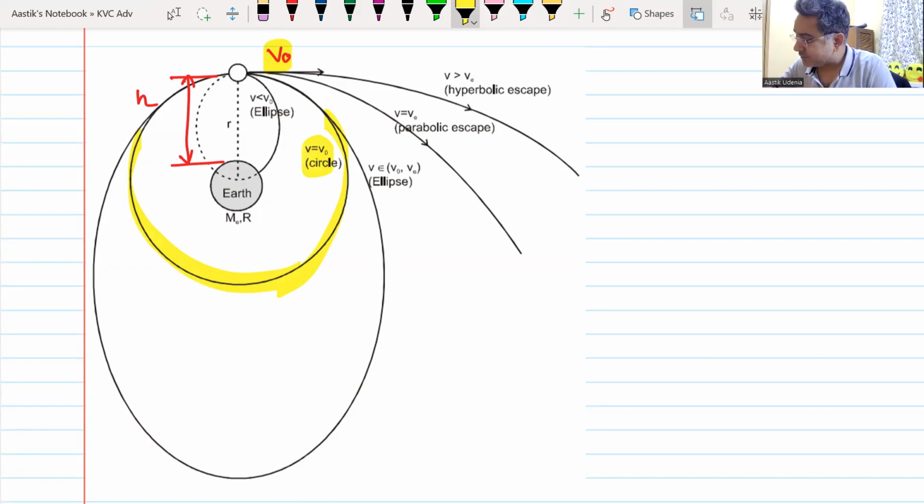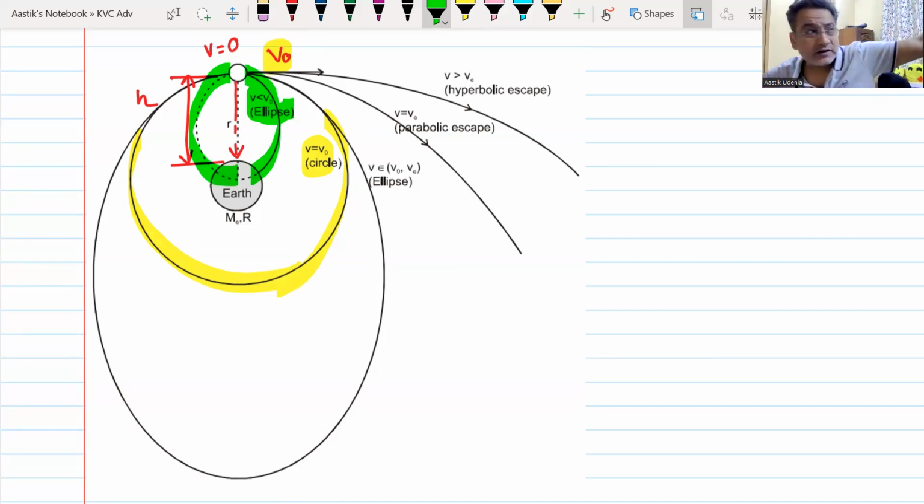If I take it to the height and give it velocity 0, what happens? It will just fall back on Earth. Yes or no? Yes, sir. If I give it a velocity which is less than the orbital velocity, it will fall back on Earth, but it will follow an elliptical path, and Earth will be the farther focus, and therefore it will not be able to keep on revolving around Earth. So if V is less than the orbital velocity, it has to fall back on Earth following an elliptical path.